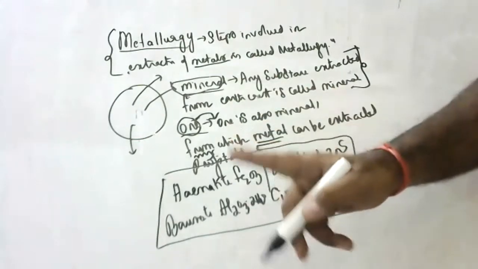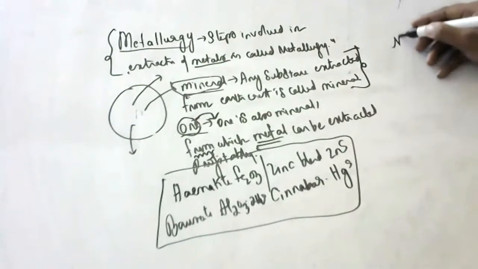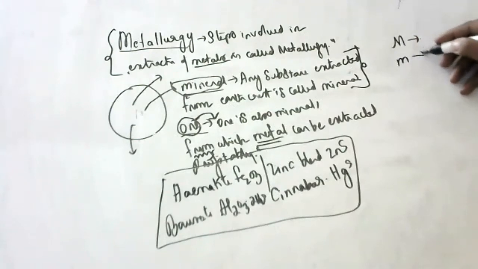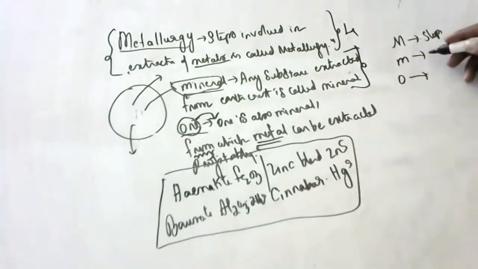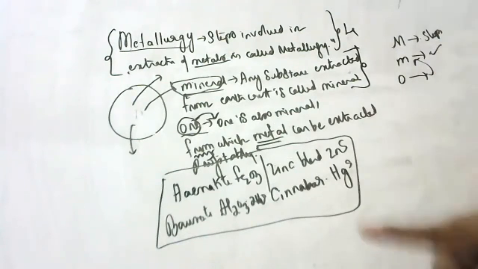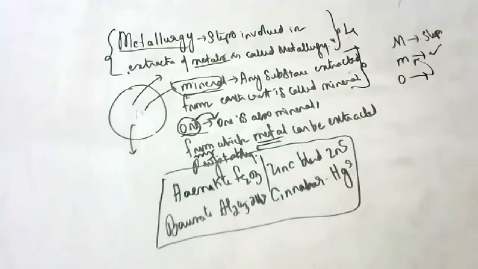Ore is a mineral from which metal can be extracted profitably. So three definitions I told: metallurgy, mineral, ore. Metallurgy means steps involved. There are four steps involved, I'll explain you now. Mineral is any substance extracted from the earth crust, and ore is a mineral from which metal can be extracted profitably. It should be profitable. If it's not profitable, it's a waste of extracting.